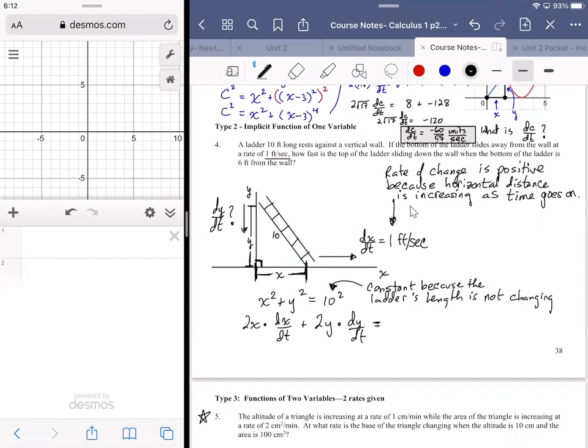The constant is the nice part of it. The derivative of a constant is equal to 0. A constant squared is still a constant, so it still goes to 0. All right, so that part's nice.